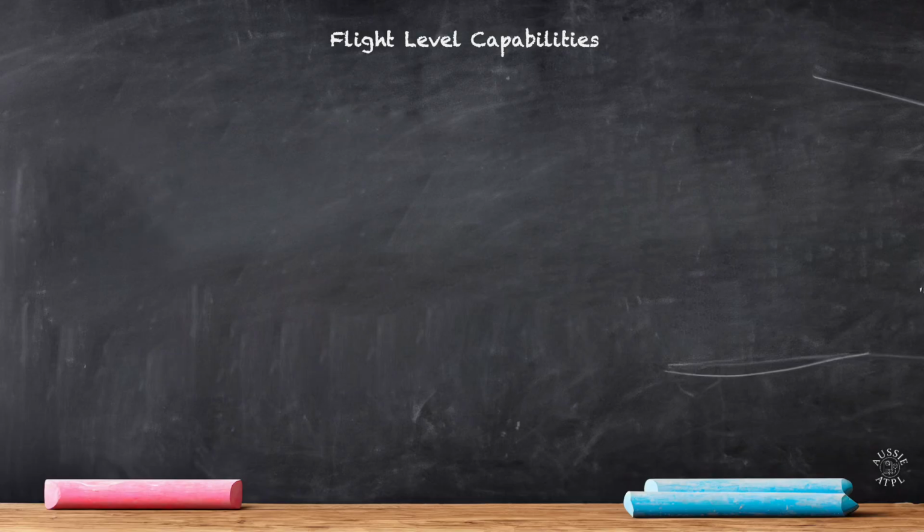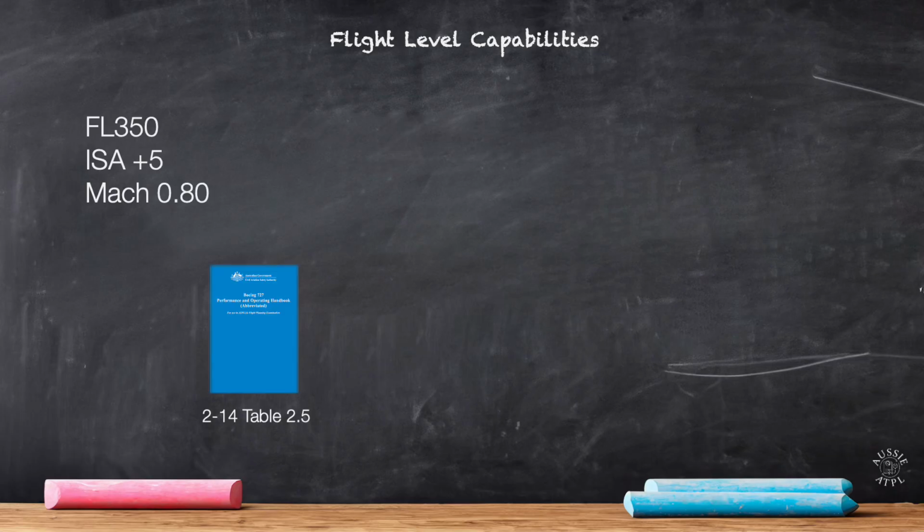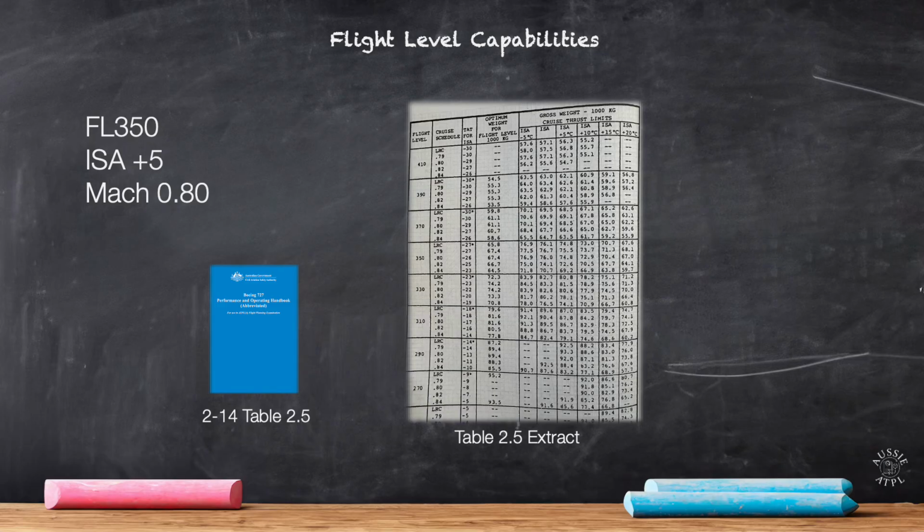Now that we have our flight level, we must find what weight we must reduce our gross weight to, to the point where we'll be able to reach flight level 350 at the new required max schedule of 0.80 and ISA deviation of +5. To do this, we head to page 2-14 of the Boeing 727 handbook and check out table 2.5. I've got an extract over here so you can have a look. If we enter the table with our details, flight level 350, max 0.8 and ISA +5, we'll get a gross weight thrust limit of 69,200 kilos. This is what we must reduce our gross weight to before we reach flight level 350.